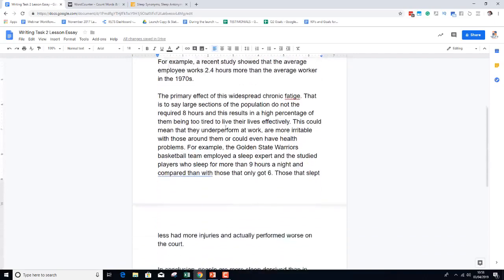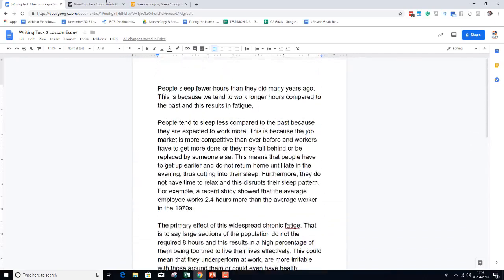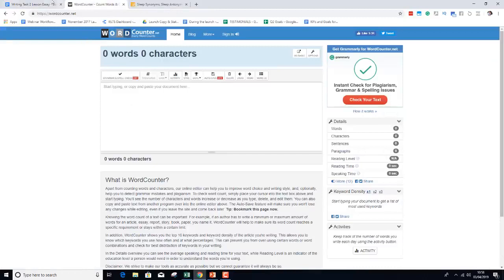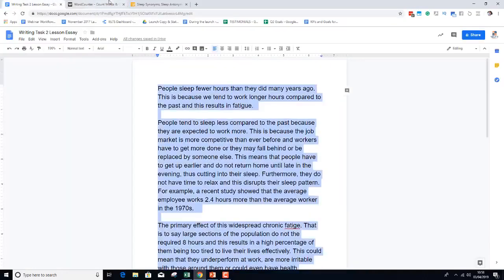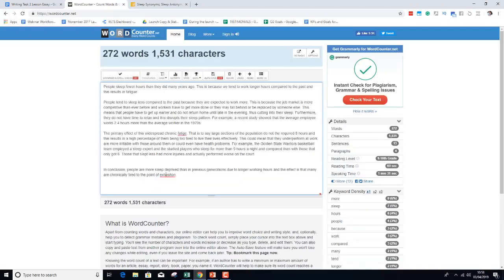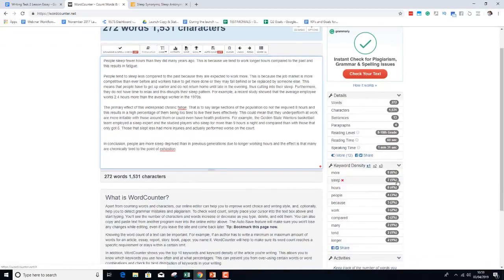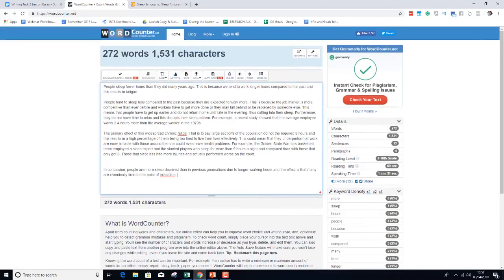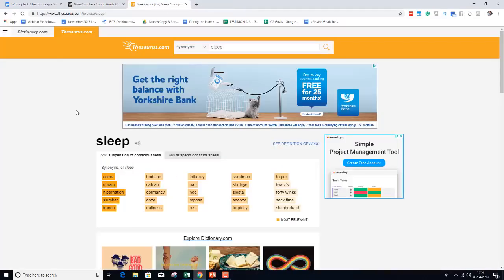So we took her essay. So this is her essay. And we put it in here, which is word counter. You can just copy and paste any document in here. 272 words, shows your mistakes and all of those things, but let's have a look here. Keyword density. All right, so she used sleep 7 times. So she said, I can't repeat the word sleep 7 times and hope to get a high enough score. So I say, okay, let's take the word sleep and put it into a thesaurus.